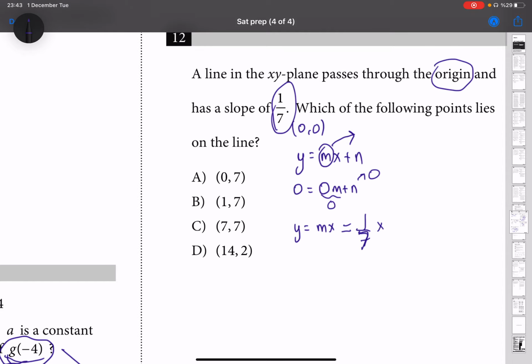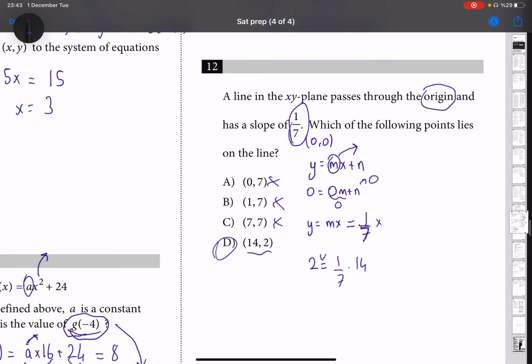So let's check the choices. This is not correct. This is not correct. This is not correct. Yes, this should satisfy our equation. Let's try it. 2 equals 1 over 7 times 14. Yes, this is true.